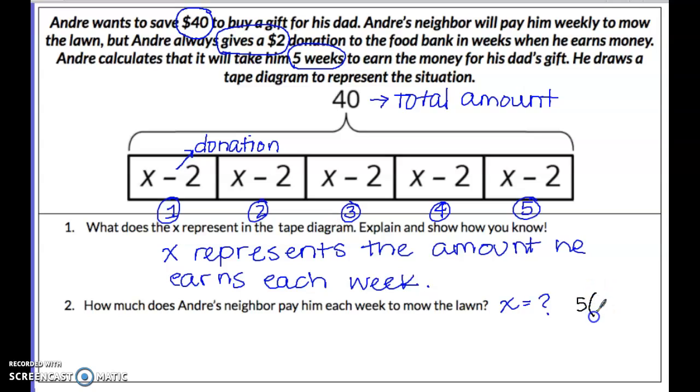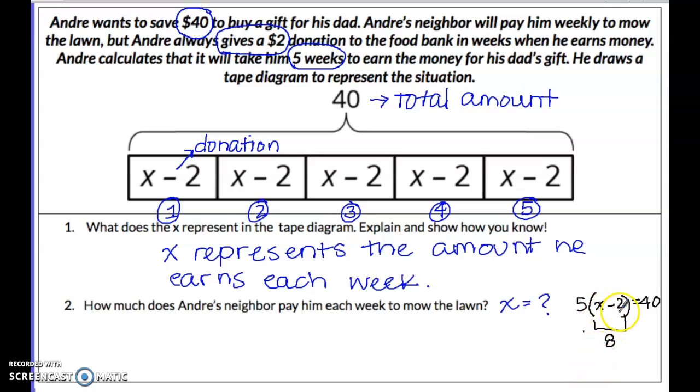Whenever I have 5 of the same thing, I think of multiplication, because I think I can multiply whatever that is by 5. And in this case, I have 5 boxes that say 5 equals x minus 2. And when I do that, I will get 40. So I'm going to start off with, I know that each of these boxes are going to equal the same amount. And I know that each of these boxes added together is 40. So what would I have to multiply 5 by to get to 40? And I know that's 8.